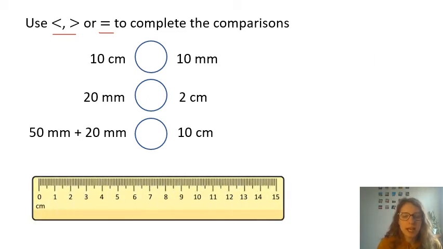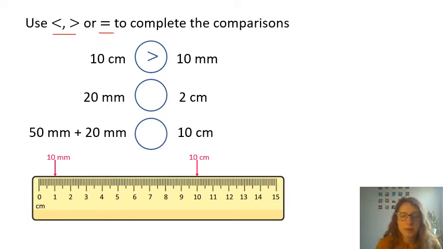Right, let's get a ruler to help us, because this is a really easy way of doing it. You can convert them or we can look at it on a ruler and look at them really clearly. So 10 centimetres is up here, whereas 10 millimetres is down the bottom there. So we can see straight away that we need to say 10 centimetres is greater than 10 millimetres.